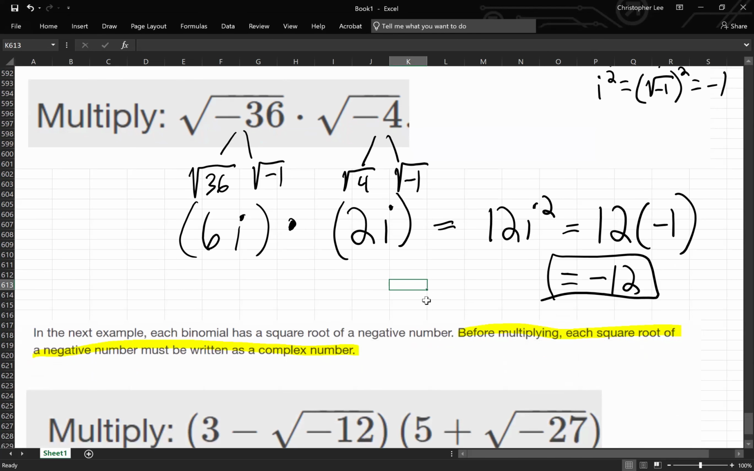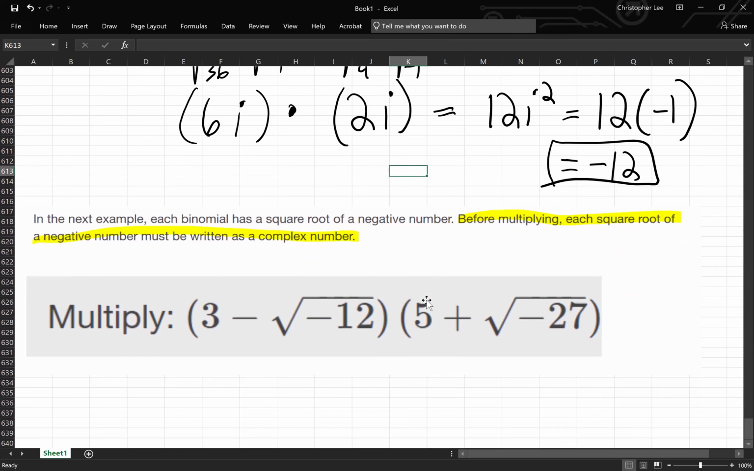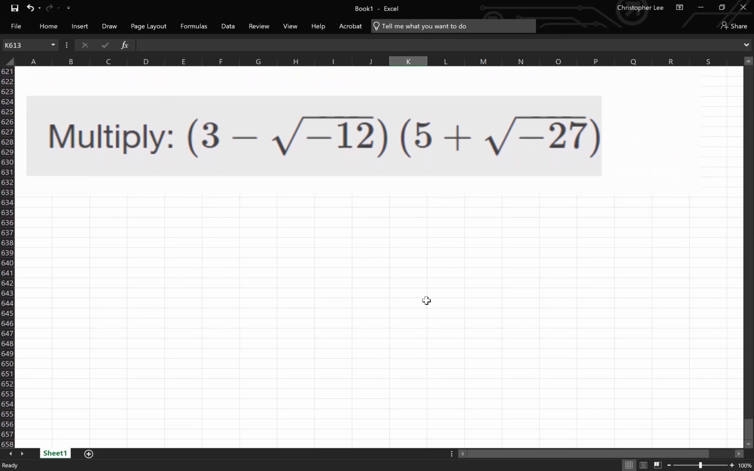In the next example, each binomial has a square root of a negative number. Before multiplying, each square root of a negative number must be written as a complex number. So simplify first and then multiply it. I'm gonna give you guys a second to try this. It's just like the one we did above, right? Simplify first and then multiply it. All right?